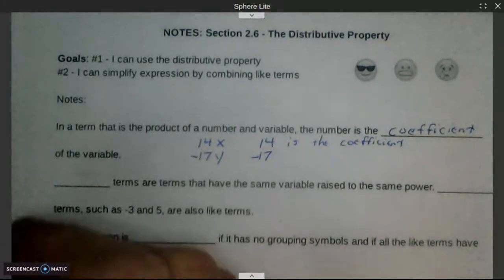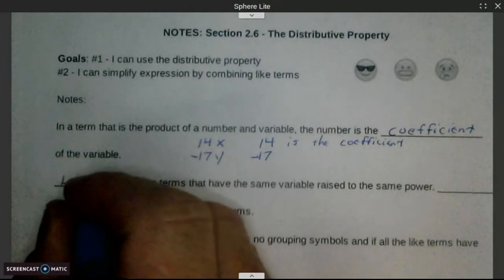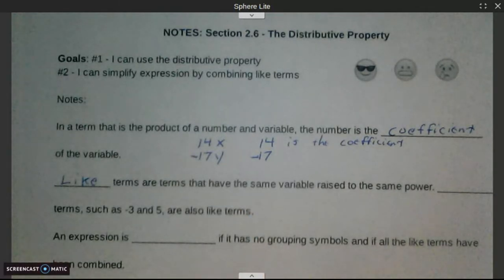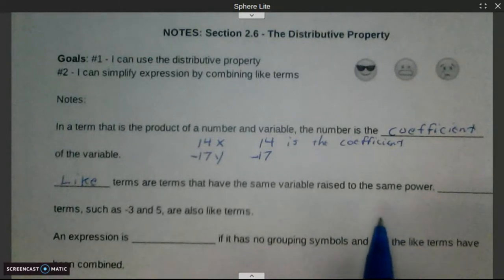We also have things called like terms. These are terms that have the same variable raised to the same power. Remember, terms are separated by plus signs. So like terms are terms that have the same variable raised to the same power.